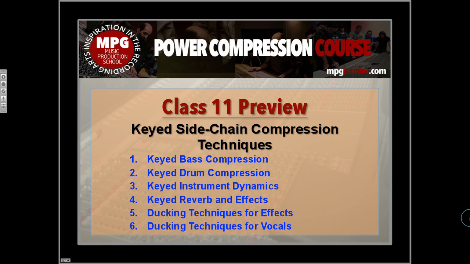Class 11 is going to focus on keyed sidechain compression techniques or dynamics processing techniques. There are many, many ways that you can use keyed compression, or keyed dynamics, to control the characteristics of things. And usually these are interrelated.